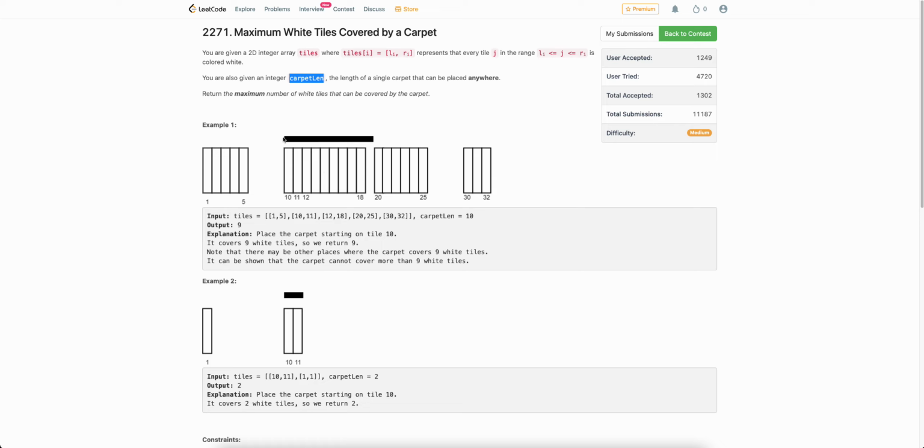Now if we place a carpet from 10 to 19, the carpet length is basically 10. If we place the carpet starting from 10 and ending at position 19, we can see a total of 9 tiles are covered, and this is the maximum. If we place the carpet anywhere else, we will not get more than 9 tiles covered by this carpet. So the answer is 9. Hope the question is clear.